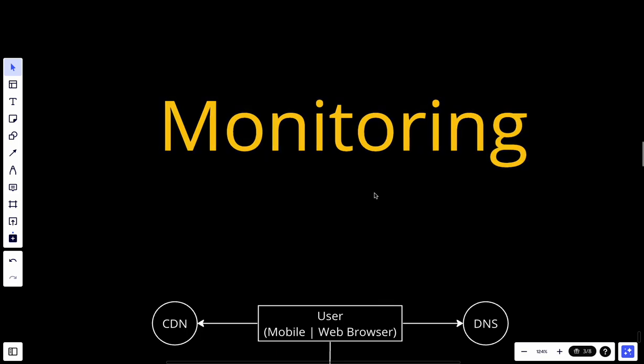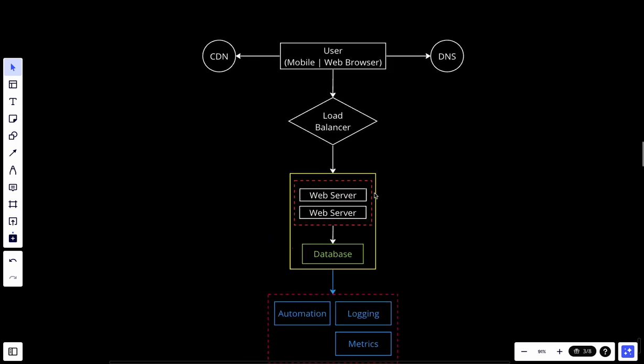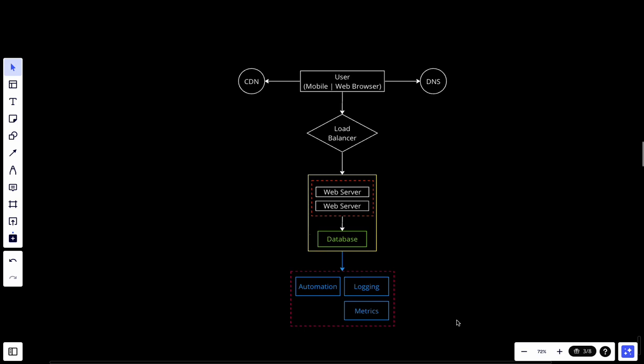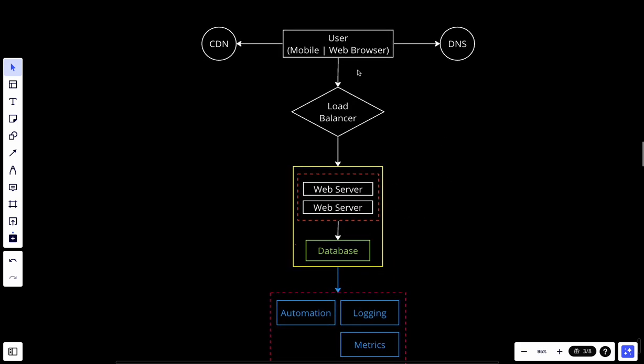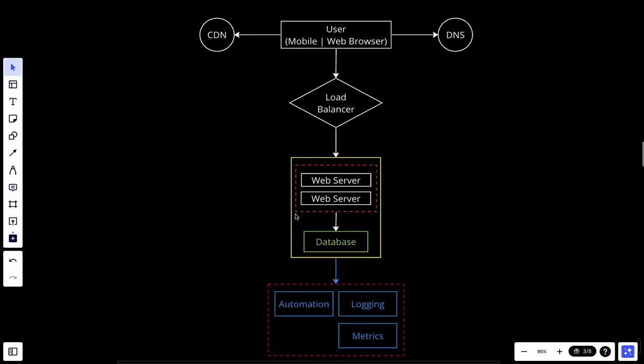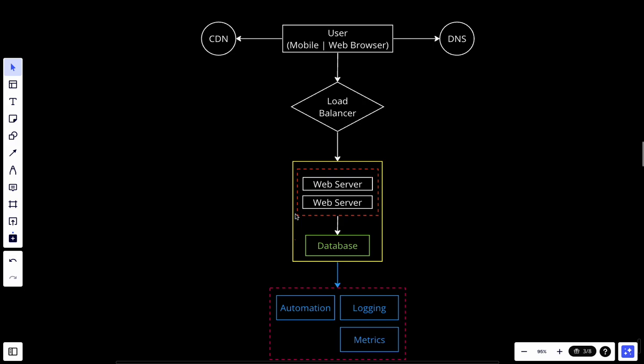Today we will talk about monitoring in distributed systems. Before we talk about monitoring, we have this distributed system as an example. So let's go through a quick review of this system, and after that let's talk about what we will add to it when we add monitoring. So we have this system.